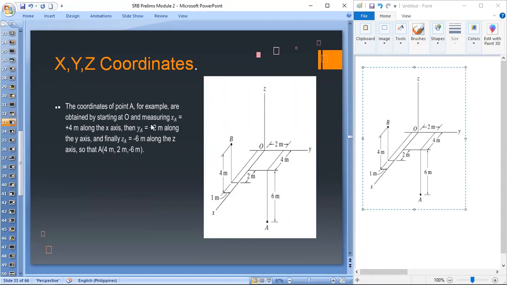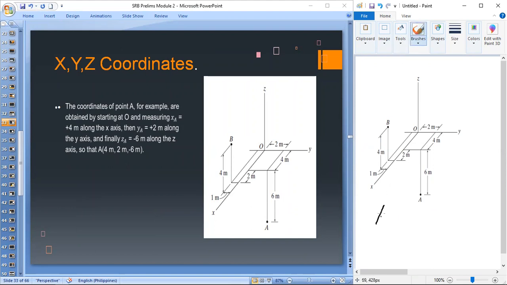So, the coordinates of point A, for example, are obtained by starting at your origin and measuring x equals 4 meters. So, we said here, 0 to 4. So, your A will be 4 meters, on your x. So, here. And then y is equal to 2 meters. This is your y. So, just cross over there, 2 meters. Then, z, which is negative 6 meters. So, this is your 6. So, this is your point. So, 4 meters, 2 meters, that's your coordinate points. Basic lang. Because we will use that. Combination of our forces again there, then we are given coordinates.